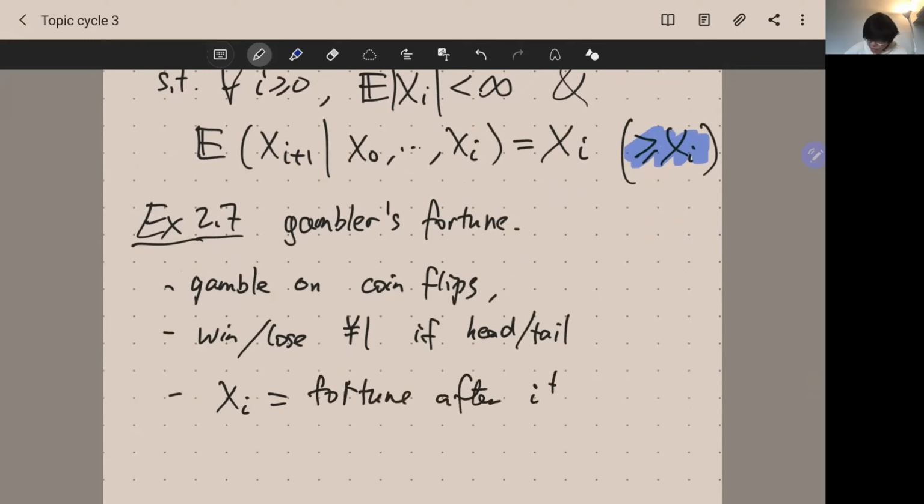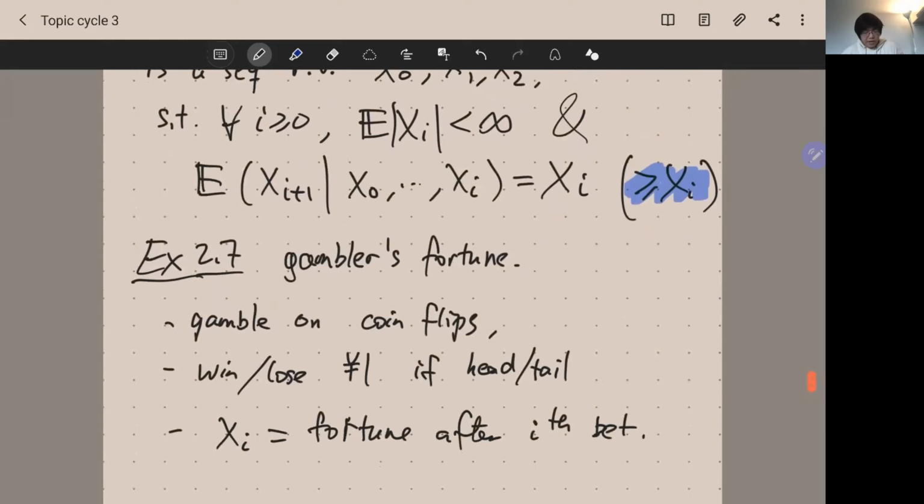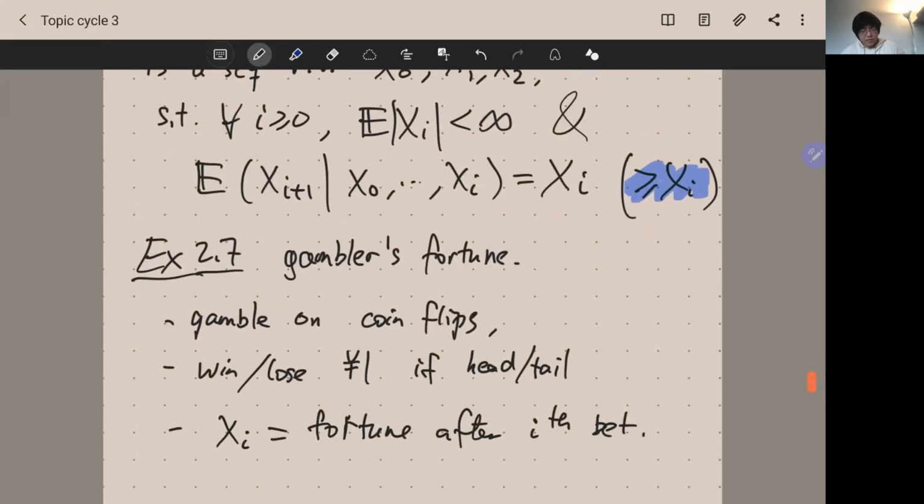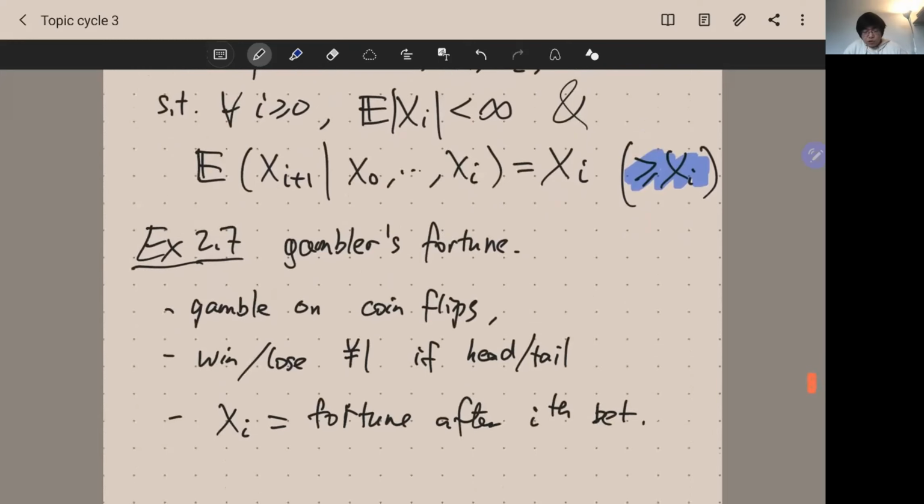Then let's check. Of course, everything is finite, so the expectation of x_i is finite. And if you look at the expectation of x_{i+1}, the next outcome, given that currently I have x_i amount of money, it's the same as x_i, because the next coin flip has 50-50 chance to be tail or head. So it doesn't add anything. This is a martingale.